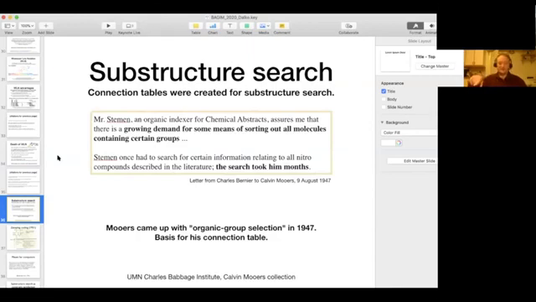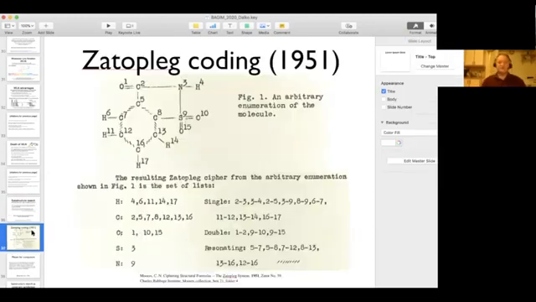And here's a letter from Charles Bernier at Chemical Abstracts to Calvin Moores, saying that there's a growing demand for searching about groups that aren't indexed, because those sorts of searches right then take months to do for an indexer. And what happened is Moores, by the way, this is in Boston, so the connection table came out of Boston. He came up with this organic group selection mechanism and then fleshed it out a bit and described more about it in a '51 publication. So I think this is the earliest connection table publication.